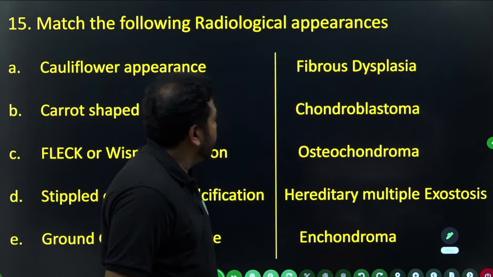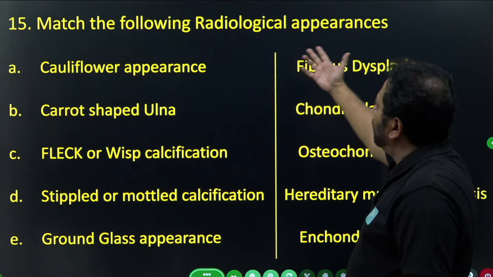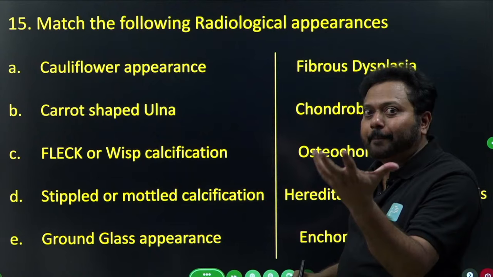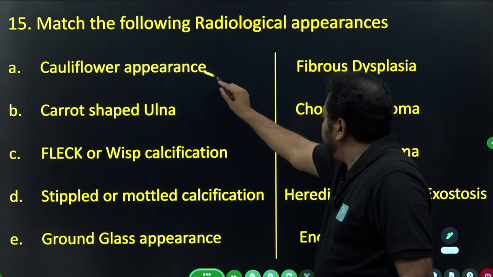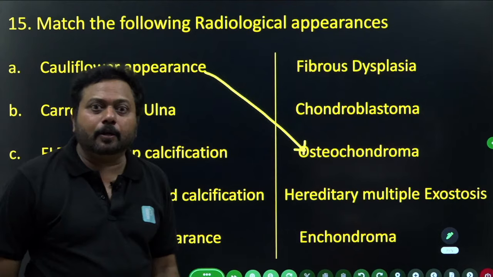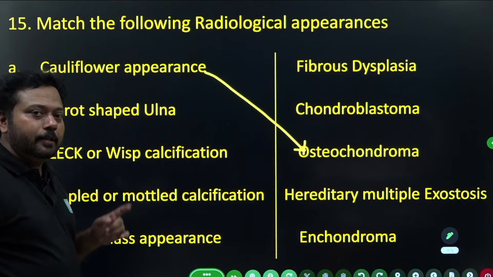Now, time-honored MCQs. Match the following radiological appearances. Cauliflower-like appearance on the X-ray. The only diagnosis that comes is osteochondroma. Cauliflower-like appearance, osteochondroma. That is called exostosis.